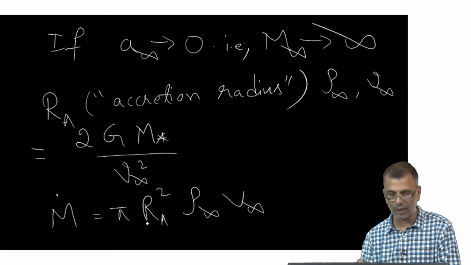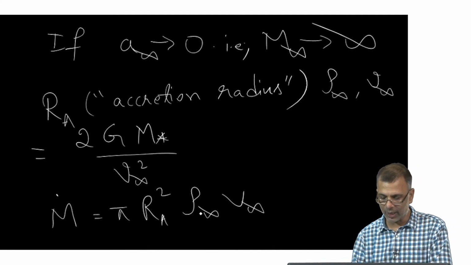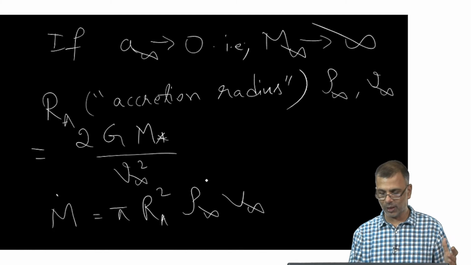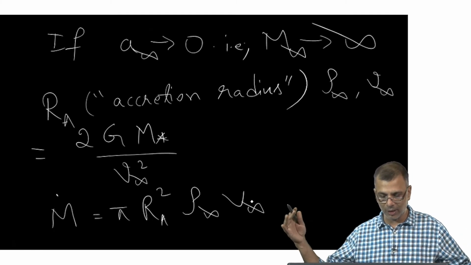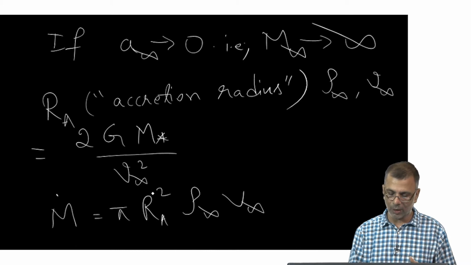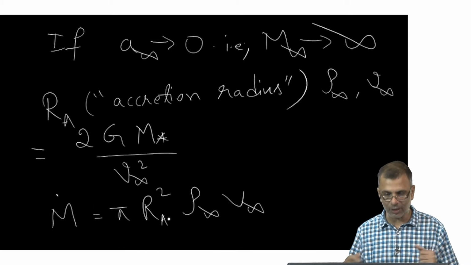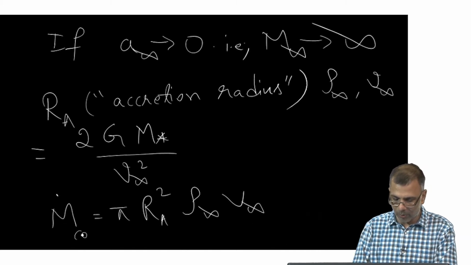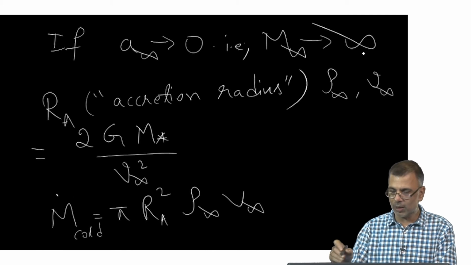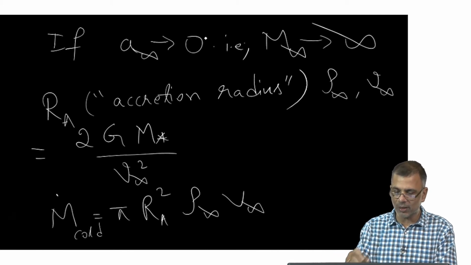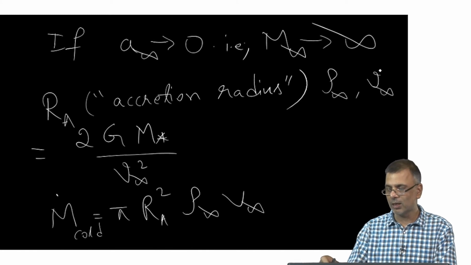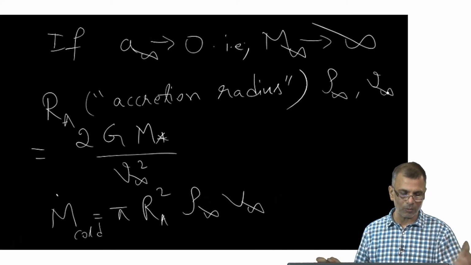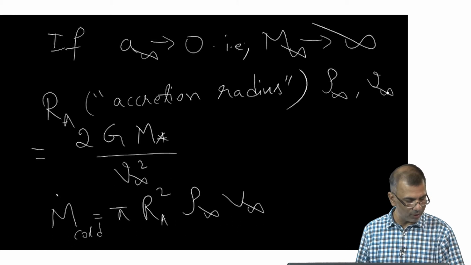This is like the area of a sphere of radius R_A, and it's as if matter with density rho infinity and v infinity is falling onto a sphere with the radius R_A, and that is the accretion rate. But this is the accretion rate for absolutely cold matter, where the sound speed tends to 0 and you have a finite velocity at infinity, so the Mach number naturally tends to infinity. So, this was one way of thinking, until of course it was realized.